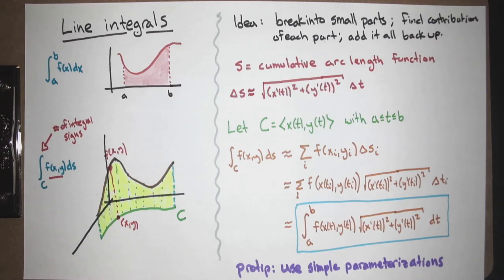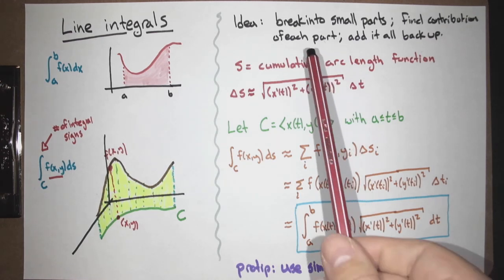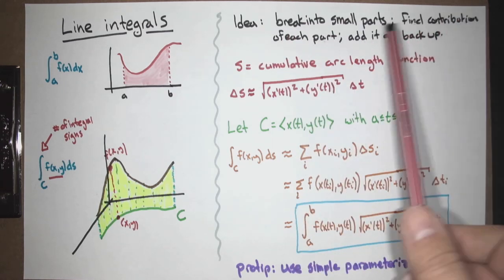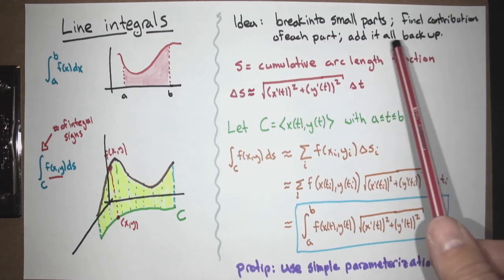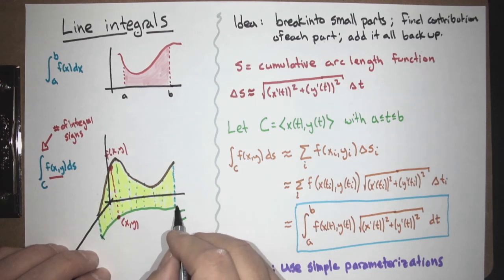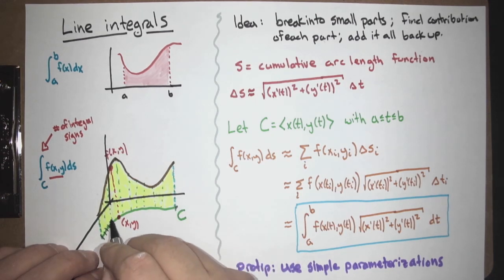All right, well, how do we find such a thing? Well, we have ways, and they'll sound very familiar because it's the thing we always do with integration. We're going to break what we're looking for into small parts. We're going to find the contributions of each part, and then we're going to add it all back up. So, how do we go about that? Well, we're going to think of taking our curve, and we're going to break it up into lots of little pieces.